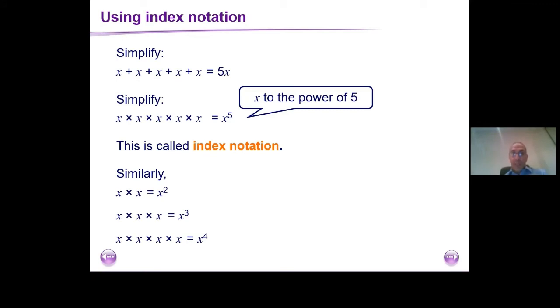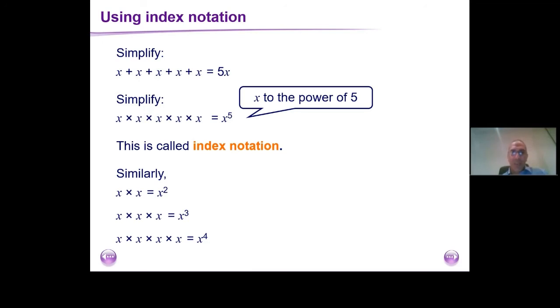In this example, as we stated previously, there are 5 x's there, so you simply write 5x. Now, if you wrote x times x times x times x times x, so you're multiplying x by itself 5 times, it won't be 5x, because when you add them, it's 5x. When you multiply them, it's going to be x to the power of 5, and this is called index notation or indices. So when you multiply the same letter by itself, the power of that letter increases by the number of letters there are. So in this case, you've got 5 x's, so it'll be x to the power of 5.